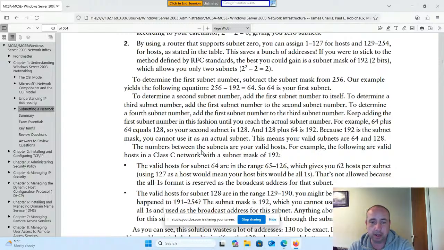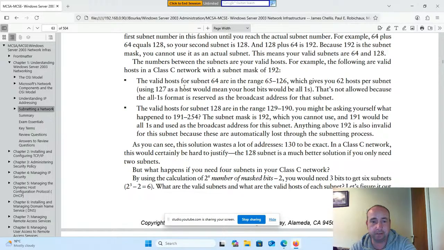The numbers between the subnets are your valid hosts. For example, the following are valid hosts in a Class C network with a subnet mask of 192. The valid hosts for subnet 64 are in the range 65 through 126, which gives you 62 hosts per subnet. Using 127 as a host would mean your host bits would be all ones. That's not allowed because that format is reserved as the broadcast address for that subnet. The valid hosts for subnet 128 are in the range 129 through 190.